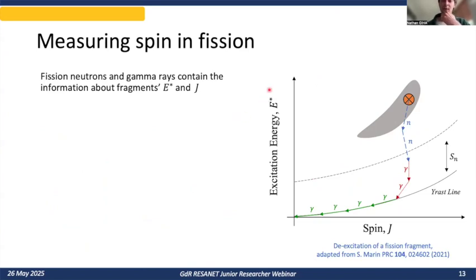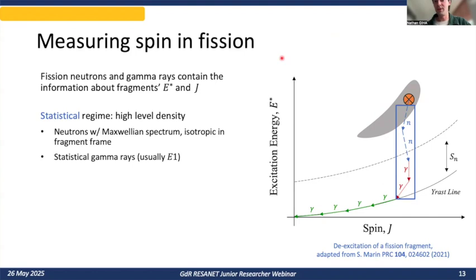And so when we're talking about measuring spin and fission, we have to figure out how to reconstruct the initial point by what we actually can access. And that tends to be the fission neutrons, gamma rays, and what I didn't mention here is the fragments. So if you imagine that we start somewhere in this banana of relatively high spin and excitation energy, our fragment starts somewhere here.